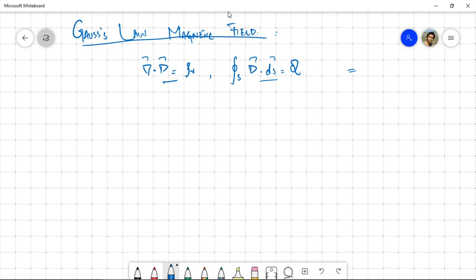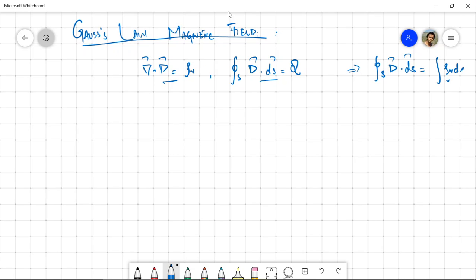Apart from that, we also had another form of Gauss's law in which we changed this Q into a volumetric integral of ρv dv. So we'll compare these things with magnetism. If we try to find out the magnetic analogs or counterparts of all these things being considered in this law, what is the magnetic counterpart of a point charge?